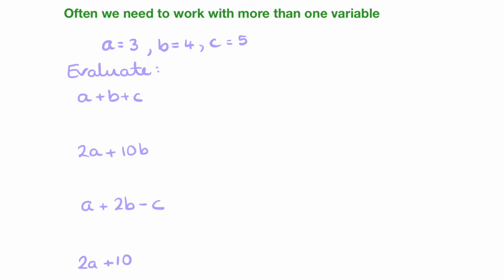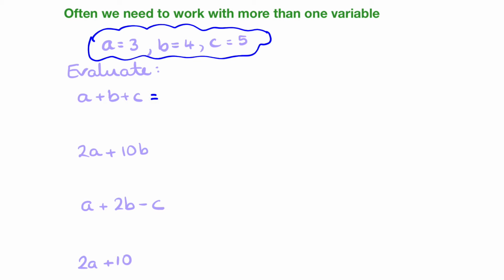Now, moving on. Often we need to work with more than one variable. Before we've only had to substitute the value of one variable. Now we've got A is 3, B is 4, and C is 5, and we've got various things to evaluate here. I don't think we need to give this any special treatment because you've got all the skills you already need.